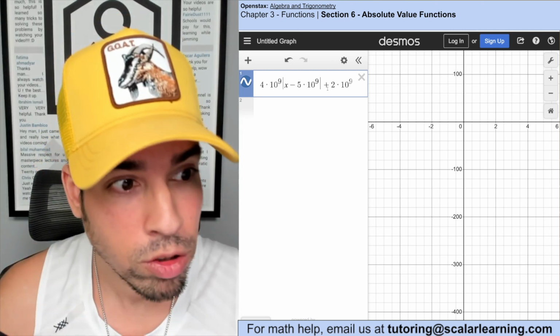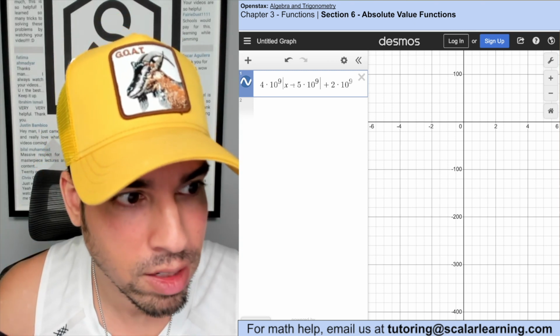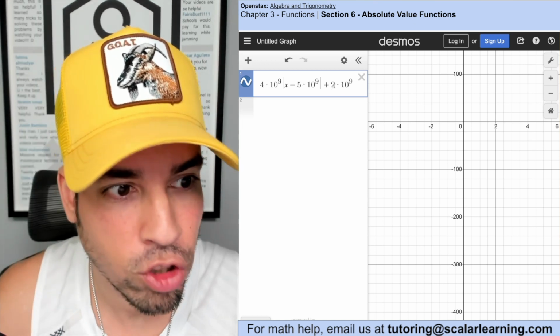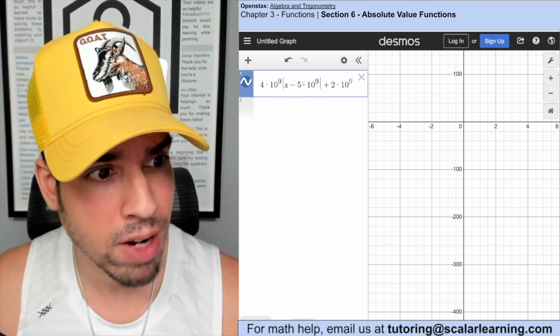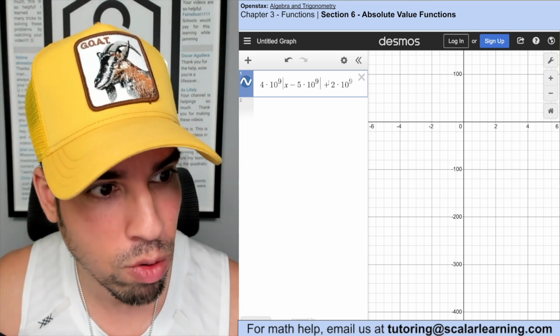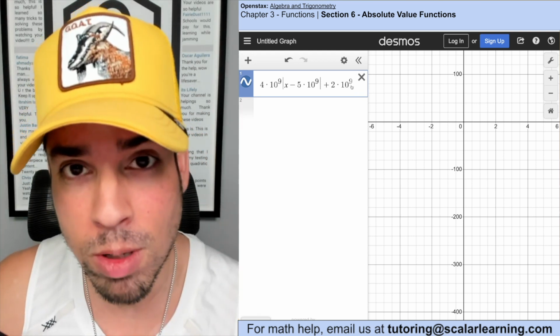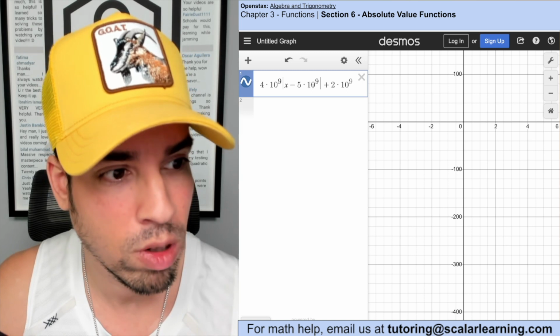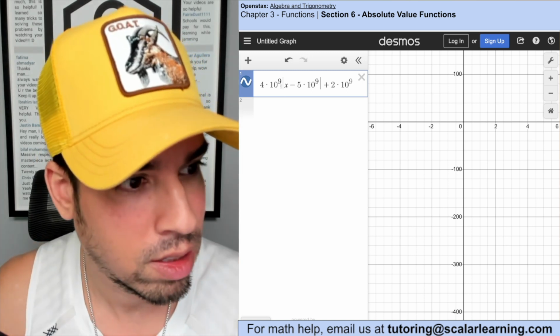It's a big number. Also, we see that the vertex has a y value of 2 times 10 to the 9th, because if we plug in 5 times 10 to the 9th, this whole part is going to zero out and we get that. So at a minimum, to include the vertex, we have to adjust and expand the window to get to these values.